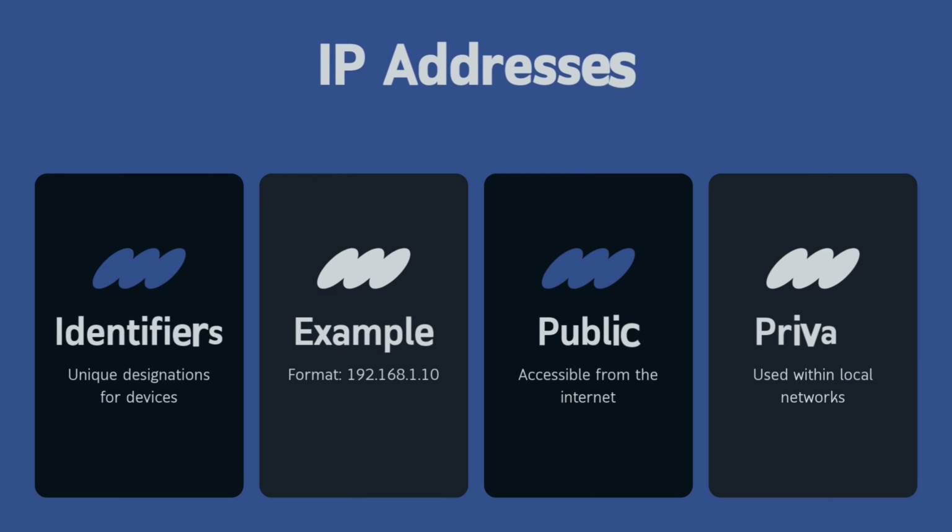Now, what are IP addresses? IP addresses are unique addresses, like a home address for a device. It helps identify where data should go. And we have two types of IP addresses, public and private. Public IP addresses can be visible on the internet, but private addresses stay on your home network and they are not visible on the internet.